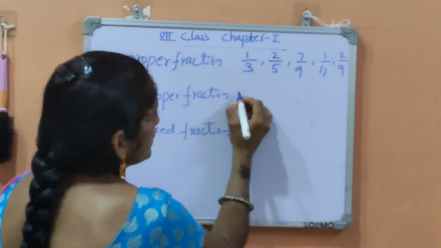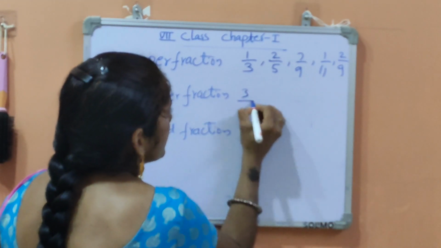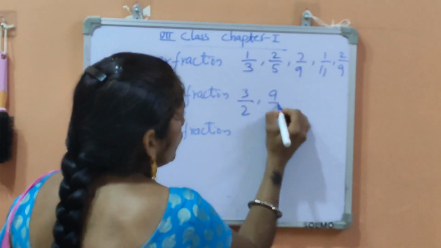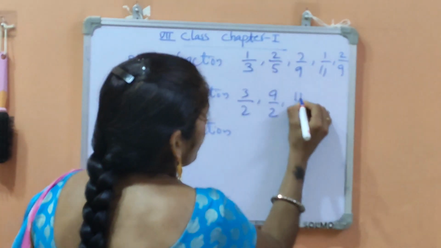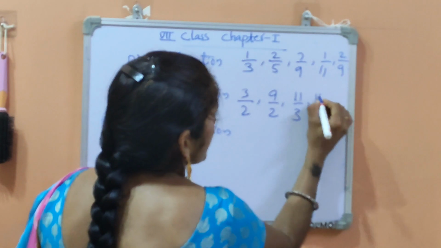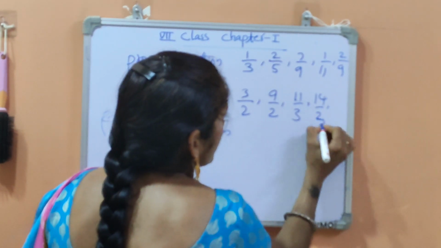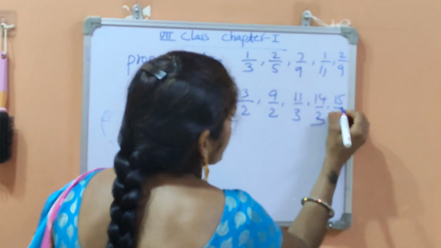Improper fractions means the numerator is bigger than the denominator. Numerator is bigger than denominator. These types of fractions are called improper fractions.